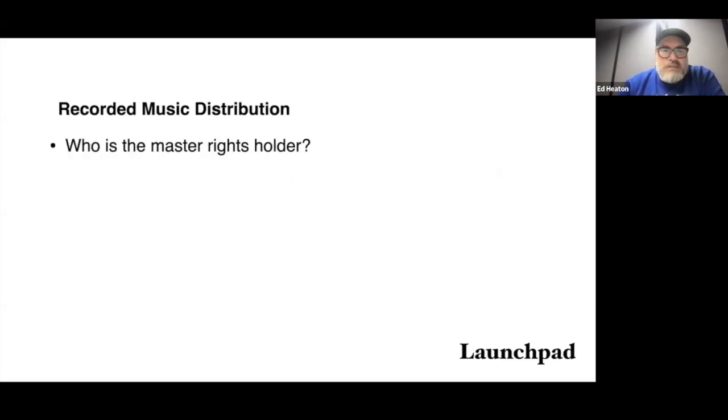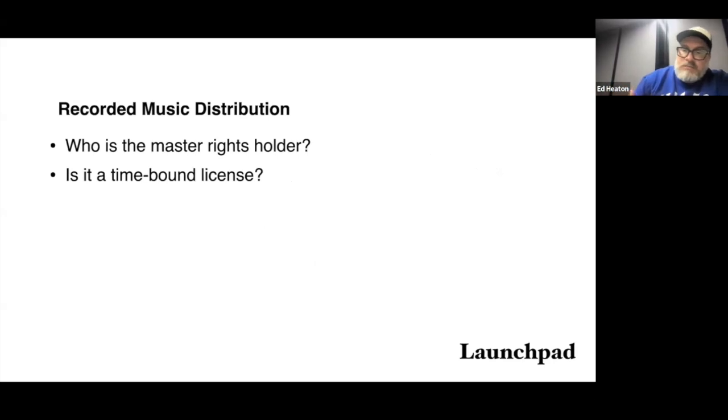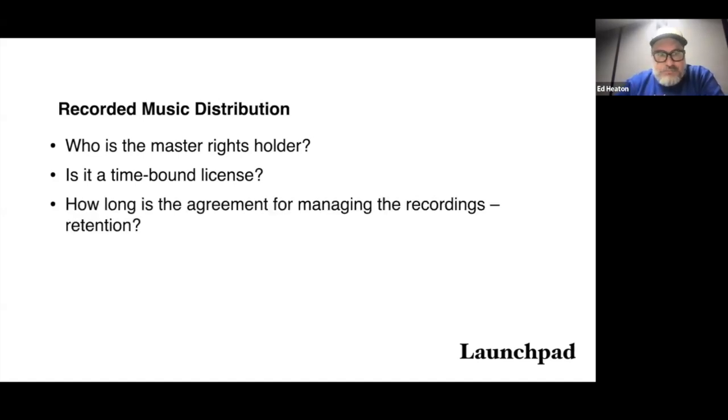So, recorded music distribution: who is the master rights holder? Who owns the rights? And if you're licensing the music, how long are you licensing that music for? For example, you might be negotiating with someone to use your music for an ad. How long can they use that music for before that license runs out?